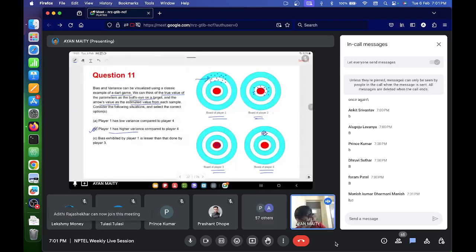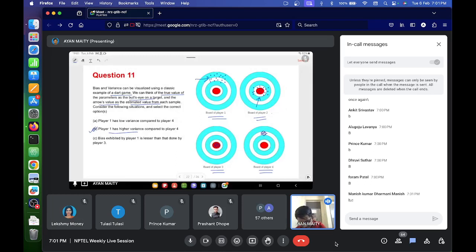For player 2, we can see that the bias is low because the estimated values are close to the target, but the variance is high. The estimated values are very much scattered across the board.